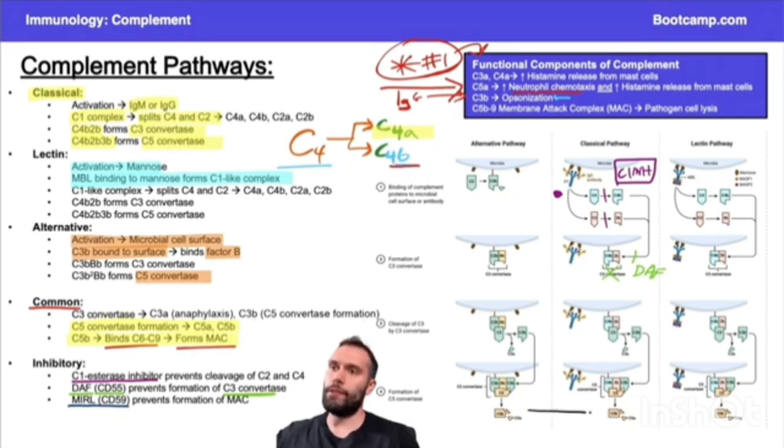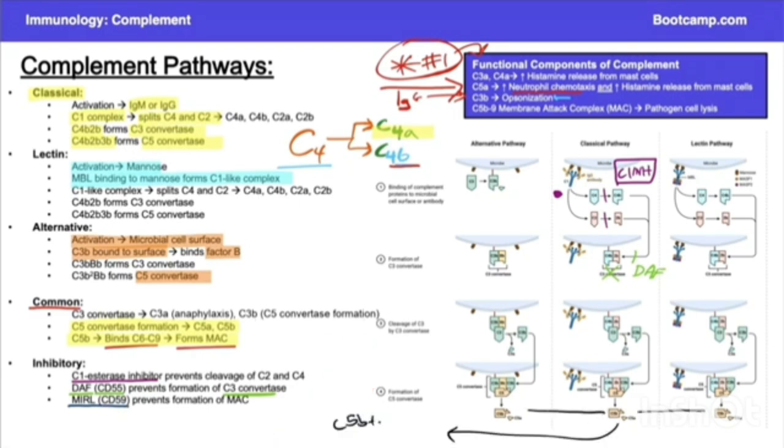So in all of these, it's going to combine with C6 through C9, and this is going to make our MAC, which is essentially going to be C5b through C9. And what this CD59 is going to do is it's essentially going to inhibit at this step. I'll just put MIRL here for membrane inhibitor of reactive lysis. So that's what that stands for. And again, it kind of looks like the MAC name, and that's maybe one way to remember it. And it's essentially inhibiting this step, preventing the formation of the membrane attack complex.